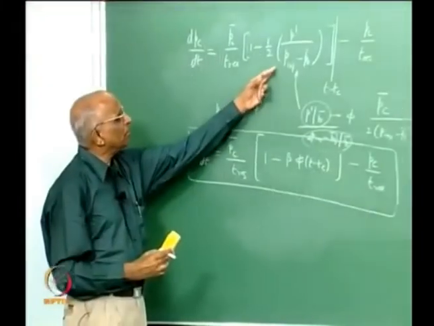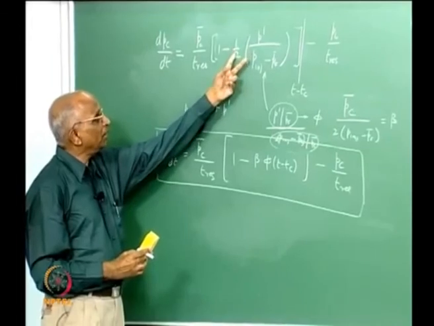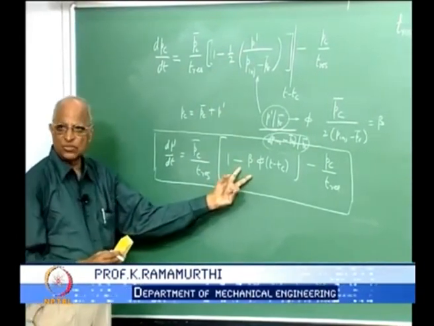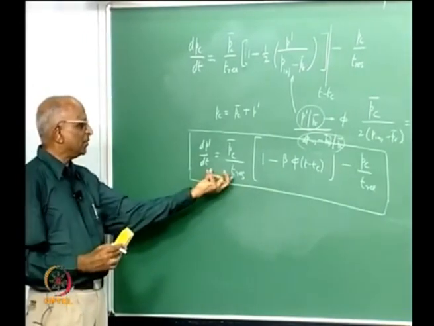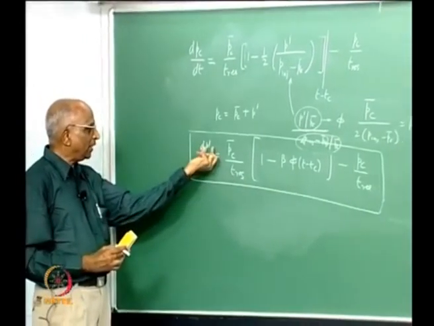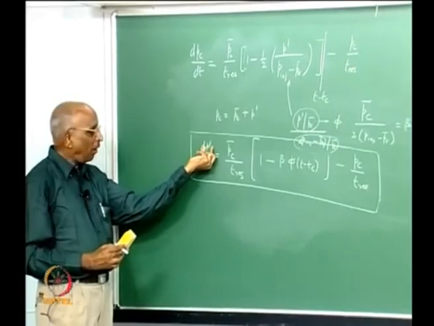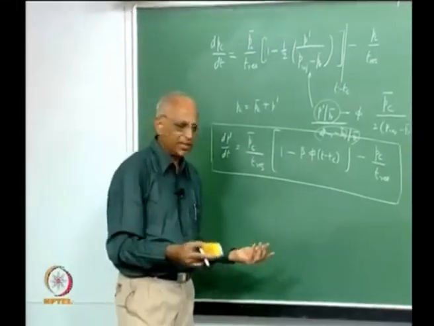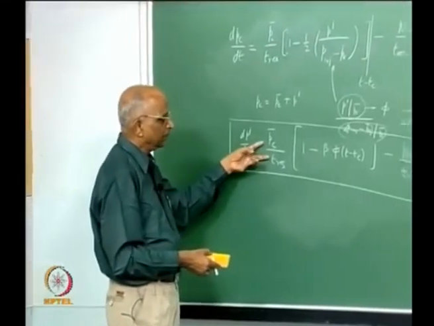I dropped half because this value was small, and this is my final form of this equation. I just need to solve this equation to be able to get the value of how the pressure changes, and this maybe I will do in the next class.